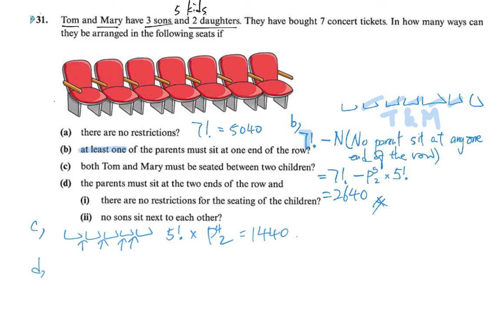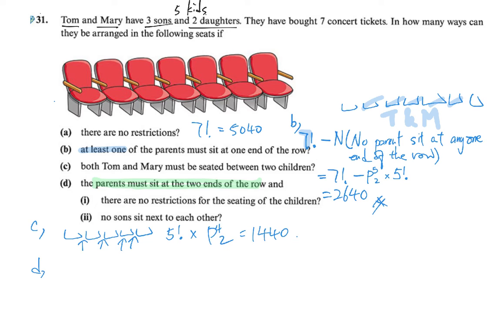The last part, part D. When you read the question, be careful that this given information means parents must sit at the two ends of the row. This situation applies to subparts D1 and D2. So when you work out D1, under that the parents must sit at the two ends of the row, or say we should satisfy this criterion and something.